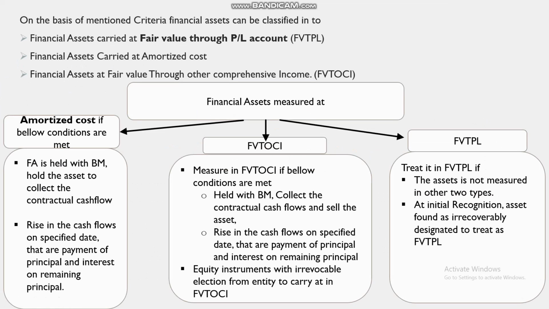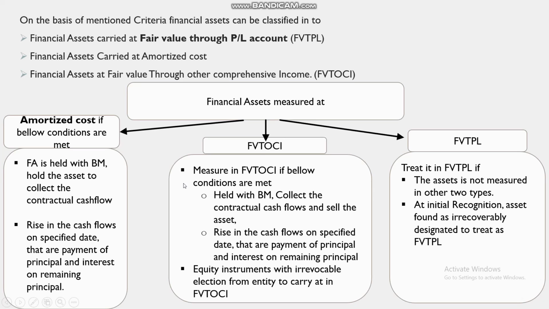So we can treat the financial assets in three ways. We can carry financial assets at fair value through profit or loss, we can carry financial assets at amortized cost, and we can carry financial assets at fair value through other comprehensive income. Which method we are following is also important. We need to measure the financial asset at amortized cost if the below conditions are met.